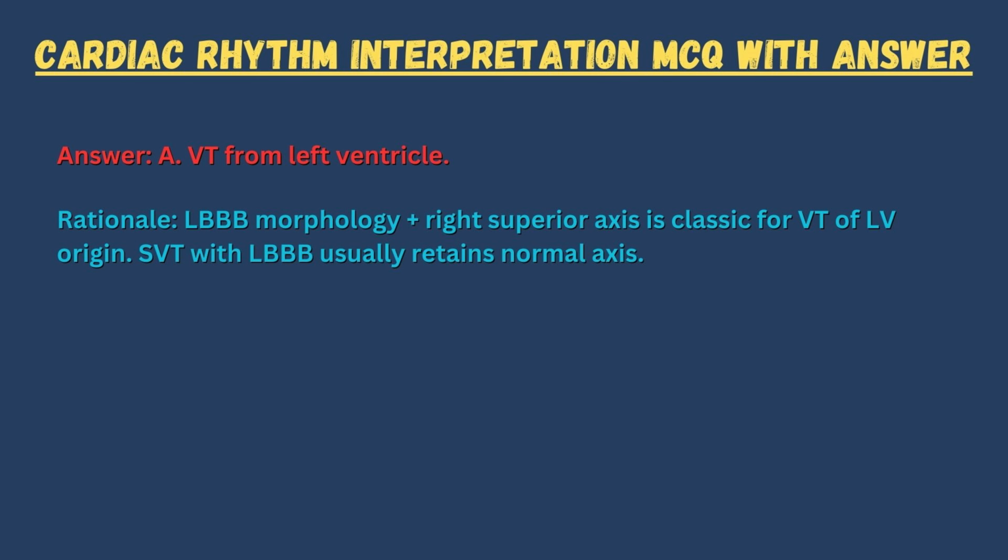Answer. A. VT from left ventricle. Rationale. LBBB morphology plus right superior axis is classic for VT of LV origin. SVT with LBBB usually retains a normal axis.